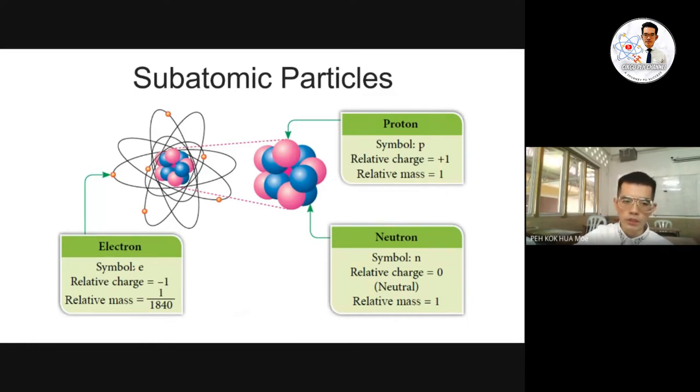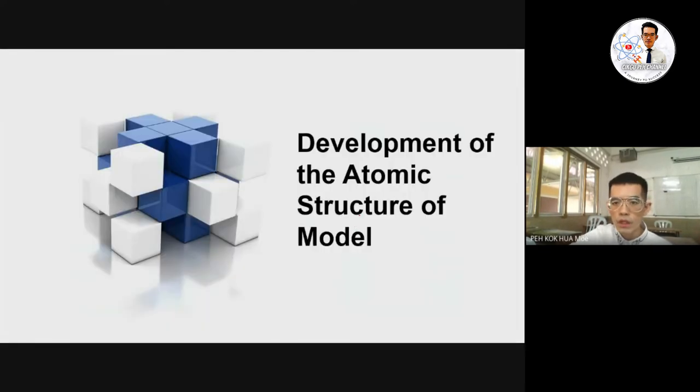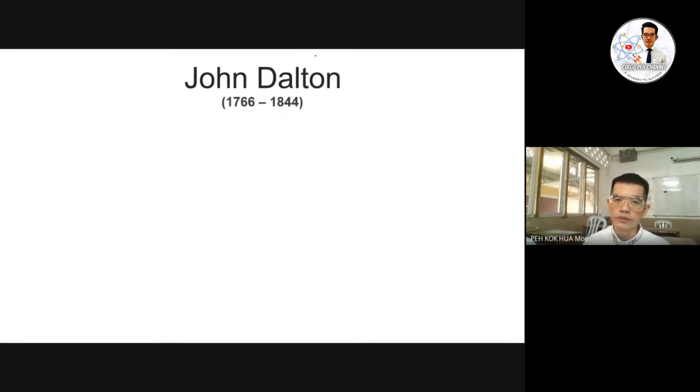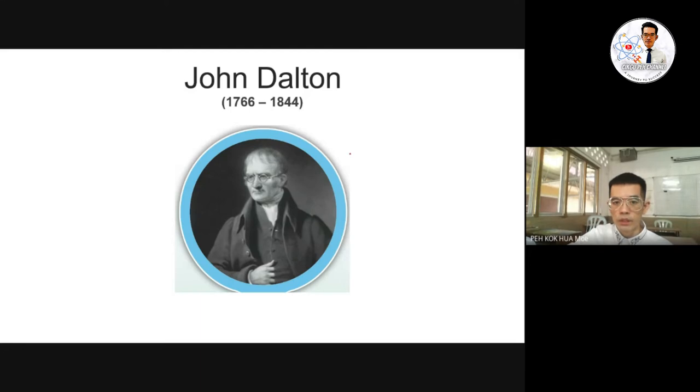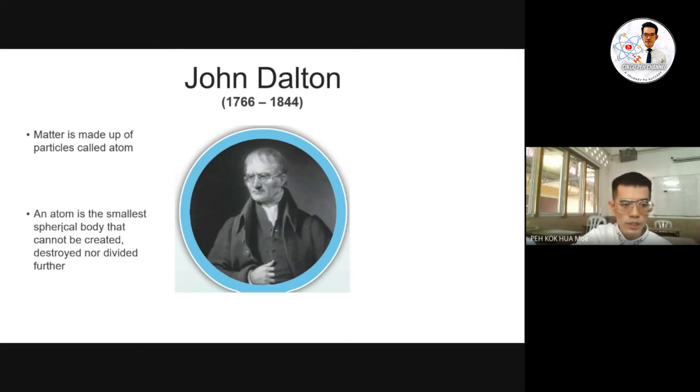So that means the electron is actually far lighter compared to proton and neutron. Okay, so here is the development of the atomic structure model. The first, John Dalton, is the first person to build the concept of the atom. Matter is made up of particles called atoms, according to John Dalton. The atom is the smallest spherical body that cannot be created, destroyed, or divided further. And the same element has the same atom.